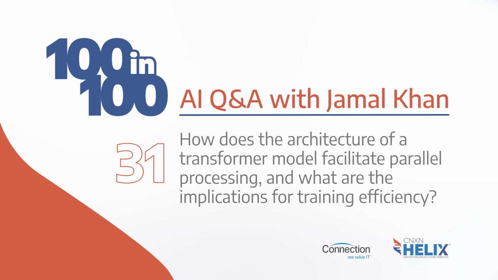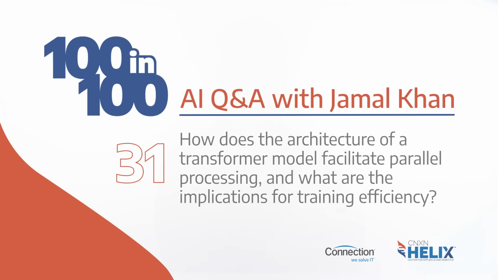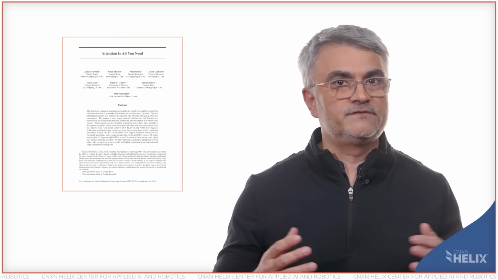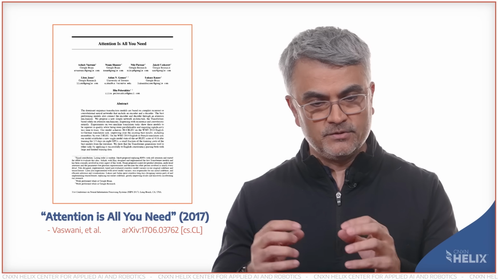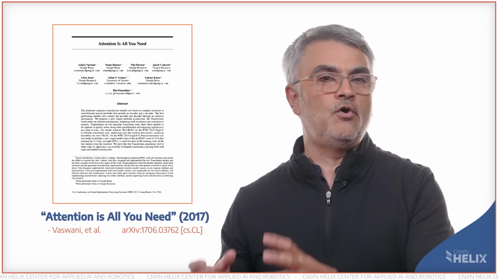How does the architecture of a transformer model facilitate parallel processing, and what are the implications for training efficiency? Now, transformer architecture was introduced by Vaswani and team in about 2017. It was the paper from Google or DeepMind called "Attention is All You Need."